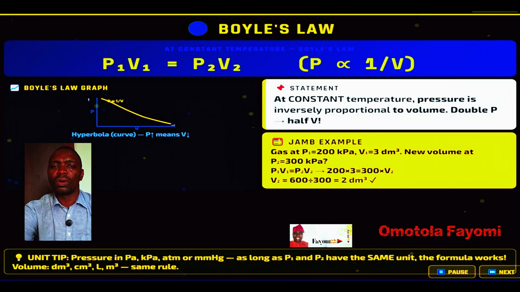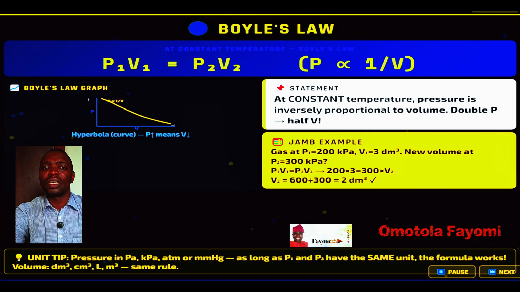Now to Boyle's law, one of the most tested gas laws in JAMB. The statement: at constant temperature, the pressure of a gas is inversely proportional to its volume. If you compress a gas, reduce its volume, the pressure increases. If you expand it, the pressure drops. The mathematical relationship is simply P1V1 equals P2V2. The graph of P against V gives a hyperbola, a curve that goes downward.